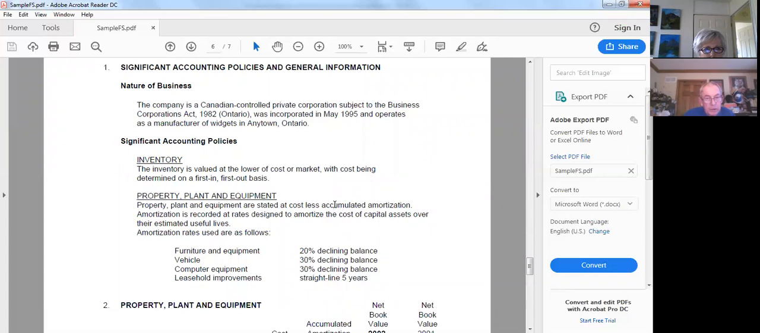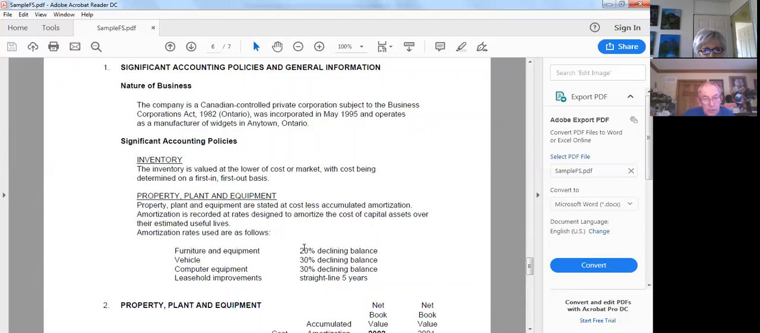Stated at cost less accumulated amortization. And amortization is defined as the cost of the capital assets over their useful lives. This means what I do is I take the initial cost of the furniture and equipment or vehicles or computer equipment, whatever, and I make them worth less each year.